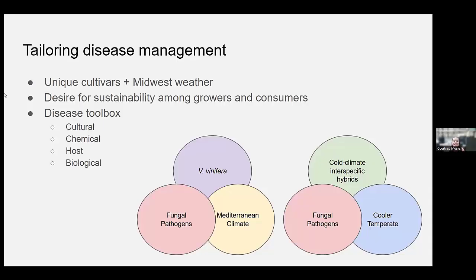So the first is cultural, so those sanitation methods, cleaning out your vineyard. How can you make the environment less conducive? Chemical's a big one, fungicides. I'll be talking about that for the rest of my talk. The host: understanding, okay, this cultivar I'm growing here, is it highly susceptible to downy mildew, which is Plasmopara viticola? Because if so, I'm not going to put that near water because it needs a lot of water to sporulate, right? So understanding your host, and then biologicals. This is actually also another area I'll talk about, but this is a growing area of research of understanding how different microbes can be utilized to outcompete plant pathogens or induce systemic acquired resistance, like inducing the plant's natural defense responses to kind of heighten it before infection.